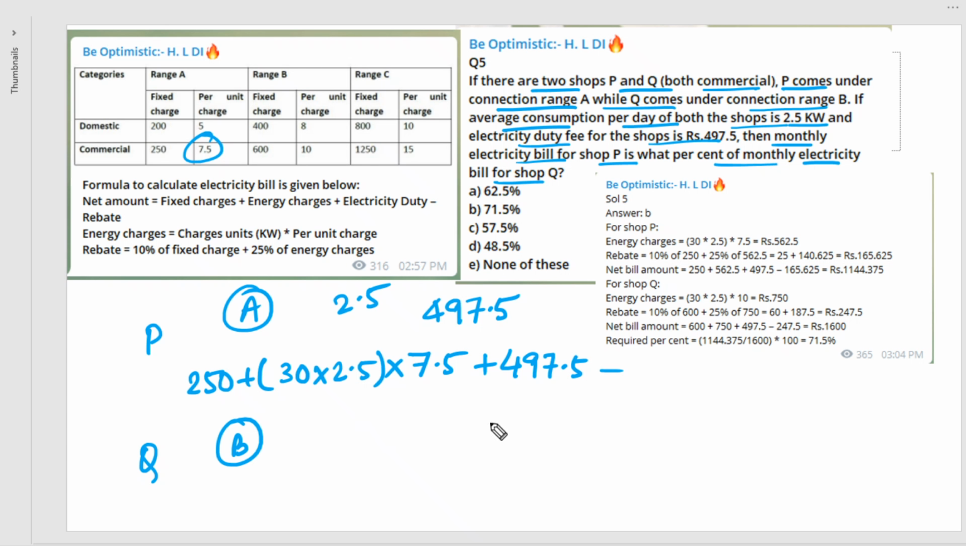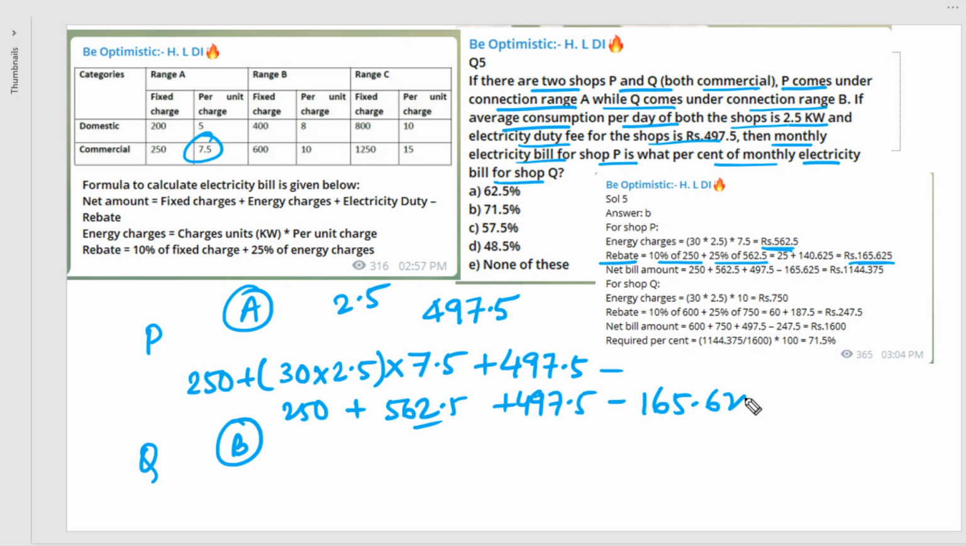Okay, so you will get 250 plus 562.5, so let's see, 562.5, and after that 497.5 minus your rebate. If you calculate the rebate, 10% of 250, 25% of this, you will get 165.625. So calculate it, you will get the answer. And similarly for shop Q, the energy charge is this, then rebate 10% of 600 because it comes under range B, and after that you will get 1600. So it is 750, it is 1600.